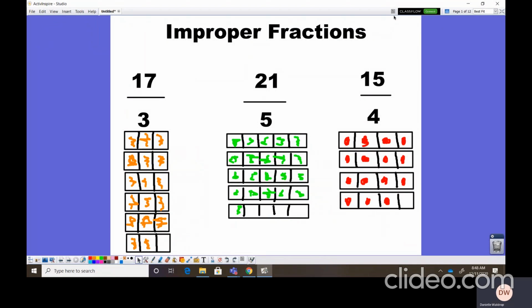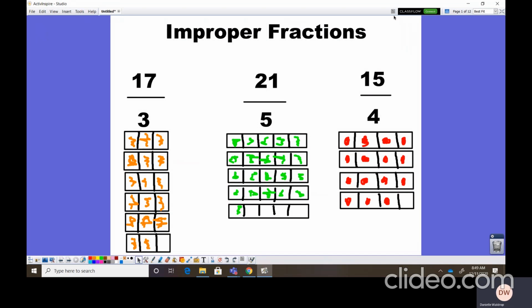Alright, my fourth graders, you have been starting to work on some fractions. Yesterday you started looking at improper and mixed fractions. I've put several videos on this week just to help you with fractions, and I'm also going to take time to go through this video with you to give you some practice.